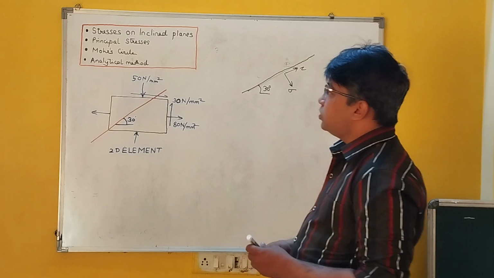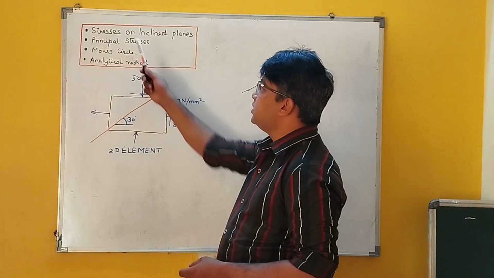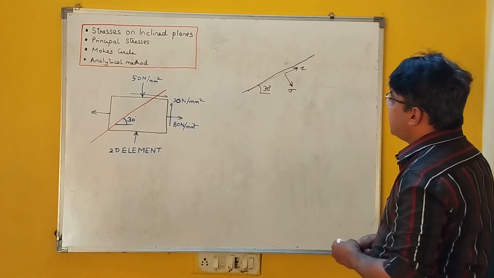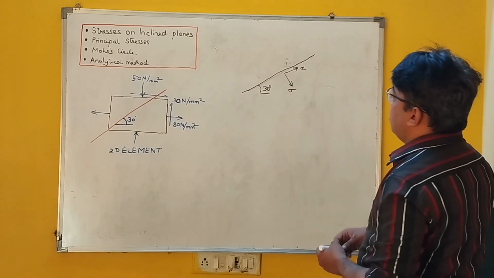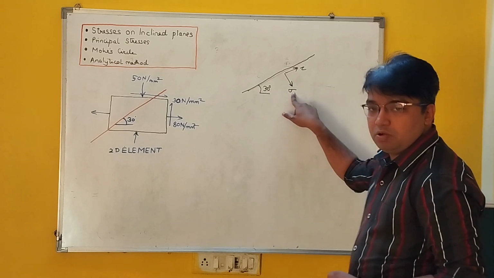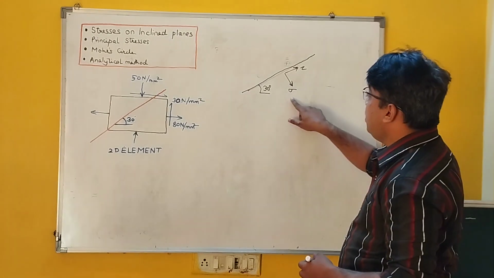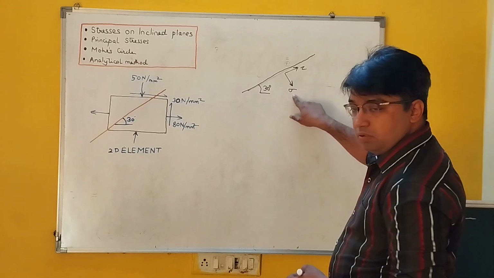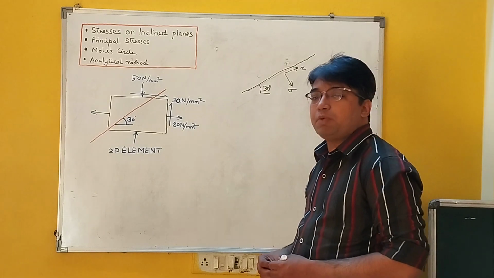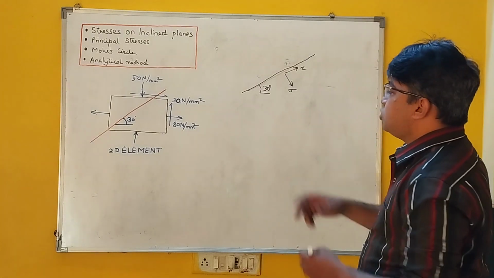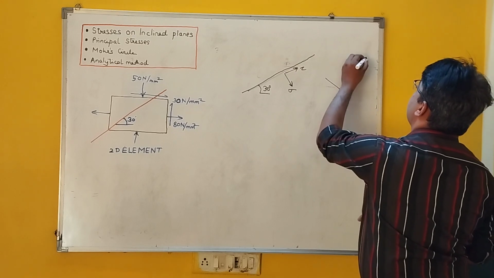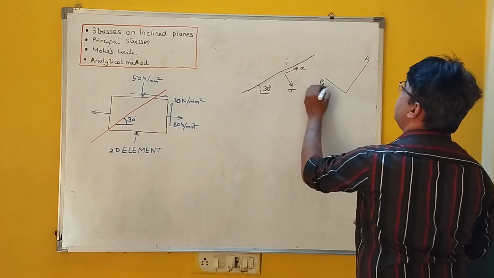Before going to Mohr circle, I would also like to talk about the principal stresses, which is the second agenda. There are some planes where only normal stress exists and there is no shear stress. Such planes are called principal planes. In two-dimensional geometry there will be two principal planes. Let us say this is principal plane P1, this is principal plane P2.